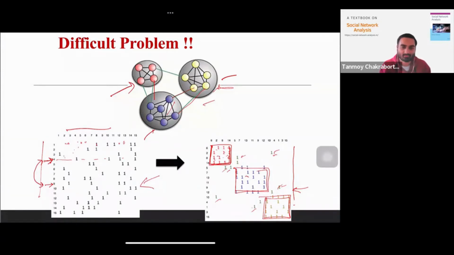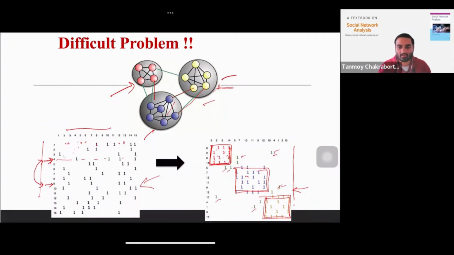Now, given a 15 cross 15 matrix, you can judiciously swap rows and columns, and you can easily get this kind of block diagonal matrix. You do not need to do any computation as such. But the problem here is that this is only a 15 cross 15 matrix. It's a network of size 15. Think of a million cross million matrix. You can't do this manually, right?